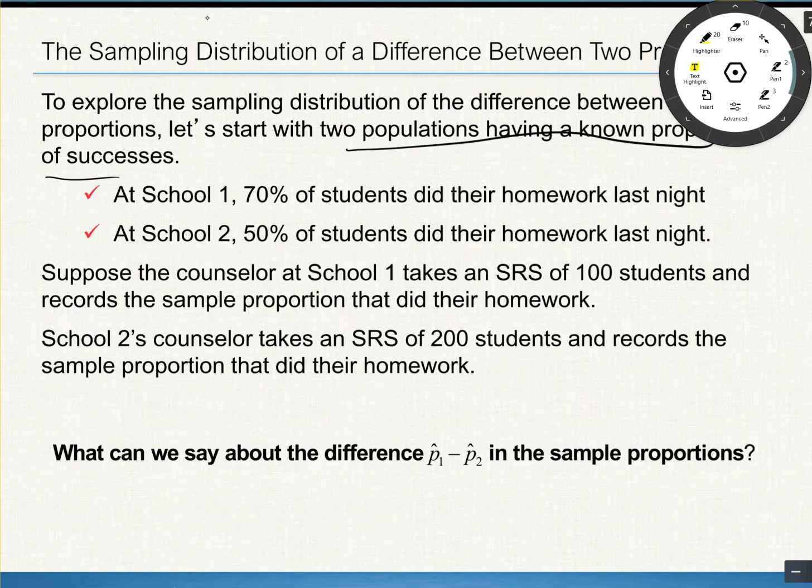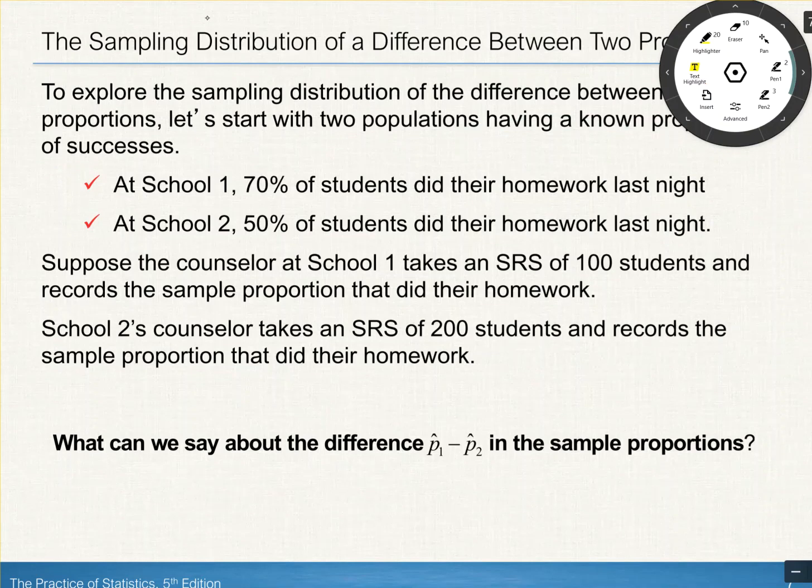In the future, we won't know that. We'll just kind of have to guess at it, and we'll see how we can deal with that. But so school one, 70%, school two, 50%. And the counselor, school one takes an SRS of 100 students, and school two takes an SRS of 200 students and records the sample proportion that did their homework.